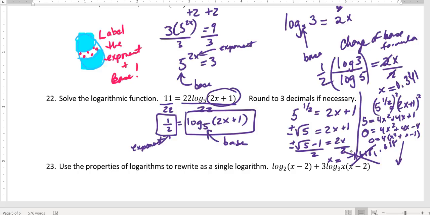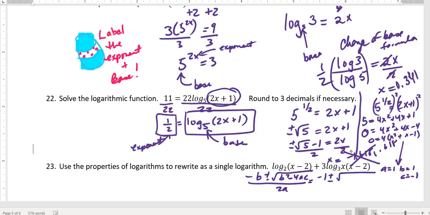Let's just use the quadratic formula for fun. A is equal to 1, B is equal to 1, and C is equal to negative 1, just to review it. So we know the quadratic formula is negative B plus or minus the square root of B squared minus 4AC all over 2A. So I'm just going to fill in.